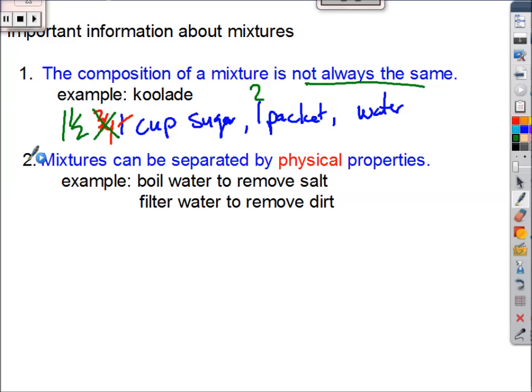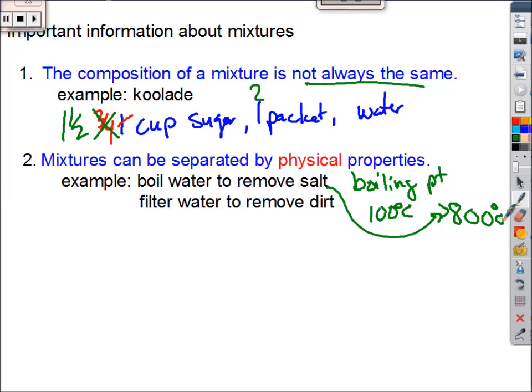Another important point about mixtures. Since mixtures are mixed together, not chemically but just physically, they can be separated by physical properties. So I can use properties like boiling point. That's a physical property. I can use that to separate water and salt. Water boils at 100 degrees Celsius. Salt boils at about 800 degrees Celsius, so it's going to be hotter. So I can get water to 100 degrees, remove all the water, and I'm left with salt.